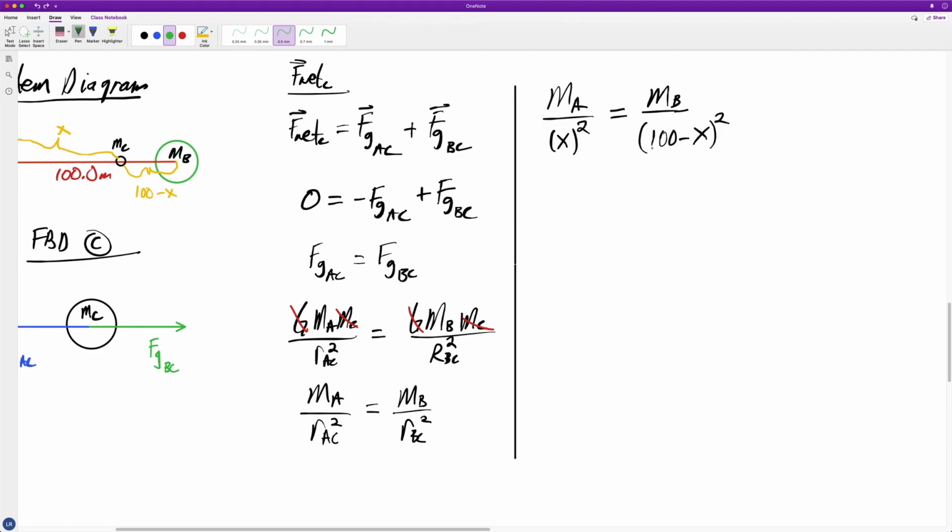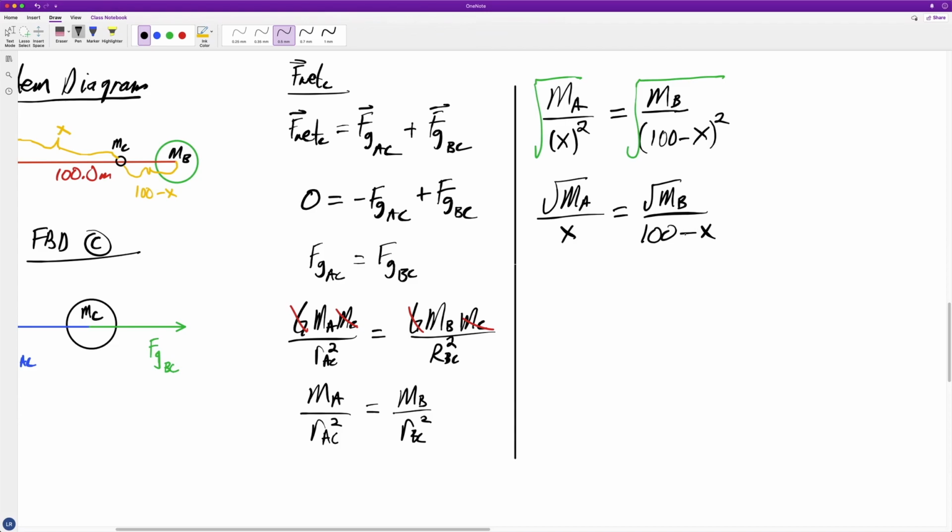Well, what we can do is take the square root of everything, both the left side and the right side. What that does is it makes the numerator the square root of MA, but the square root of x squared is just x. Technically plus or minus, but we're just going to go with the plus. The square root of MB is the square root of MB, and the square root of bracket 100 minus x is just 100 minus x. This simplifies the problem significantly because now we no longer have a quadratic.